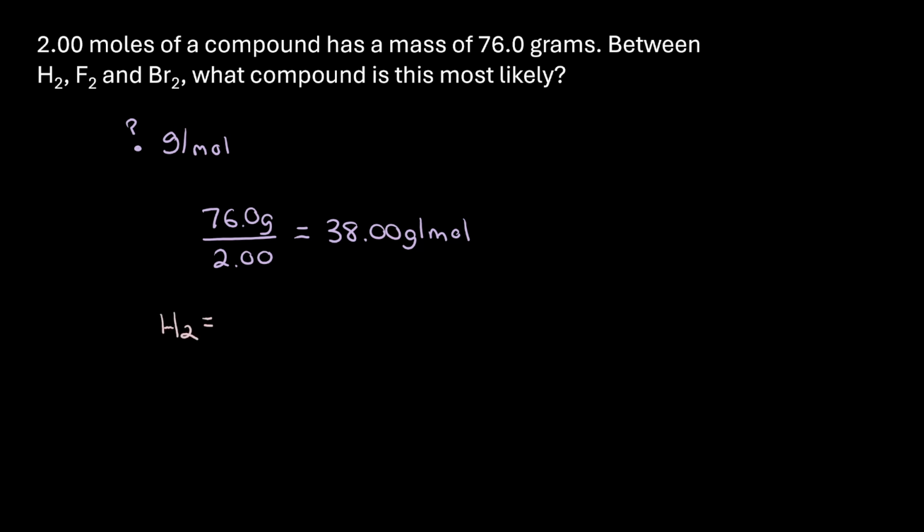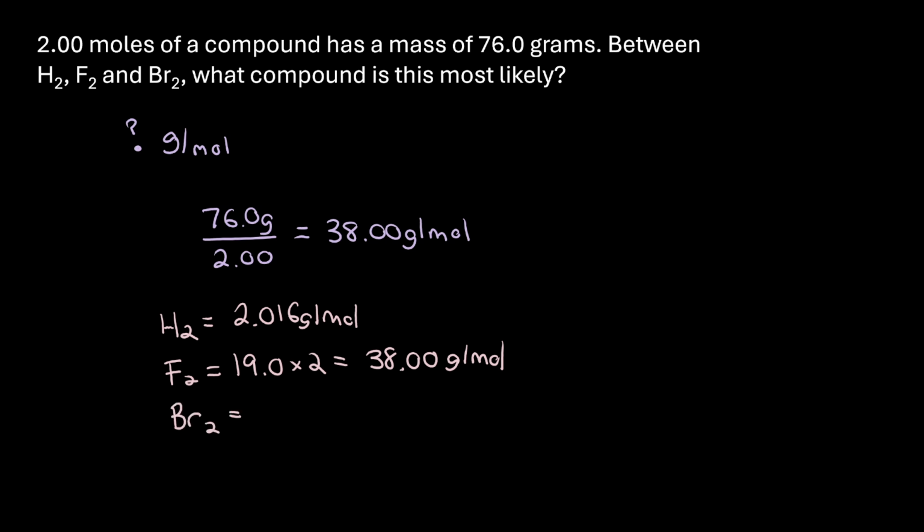H2 we saw before, because there were 2 hydrogens in that H2S, and it was around 2.016 grams per mole. We have F2, where F is around 18.998, or just 19.0, and we can multiply it by 2 because there's going to be 2 Fs, and we should end up with 38.00 grams per mole, and that's most likely a correct answer. But let's check Br2. Br2 will be 79.9 times 2, and that's around 159.8 grams per mole. So that's too heavy. So the one that most resembles 38 is obviously F2.